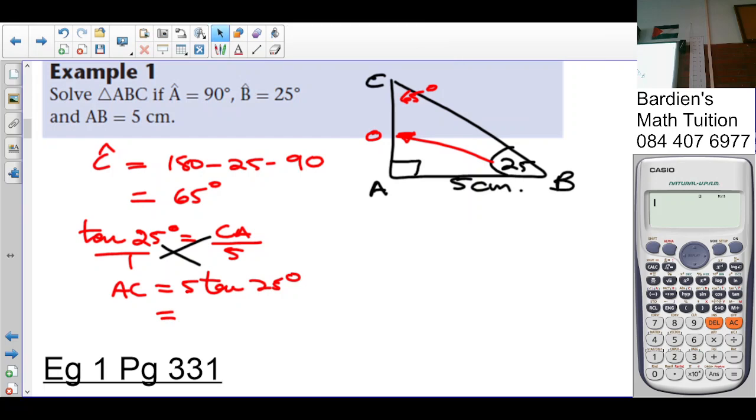So let me calculate that. 5 tan 25 will give you 2,33. 2,33 centimeters.